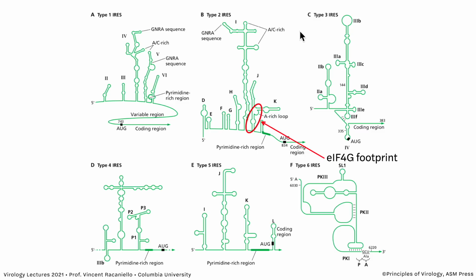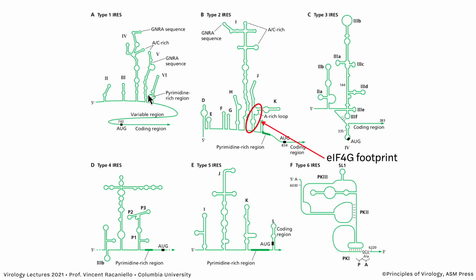They're called type 1, 2, 3, 4, 5, 6. You know, scientists like to categorize things, right? So we have many different types based more or less on their structures. Type 1 is the poliovirus or enterovirus IRES. And you see it's highly structured, and then there's an AUG where the initiation starts.